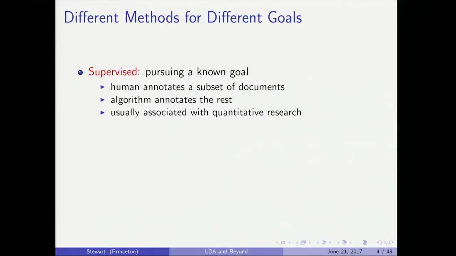And we might think about this as the usual paradigm of quantitative research, right? There's a thing that we want to estimate. We learn how to estimate it. We predict it on other things.